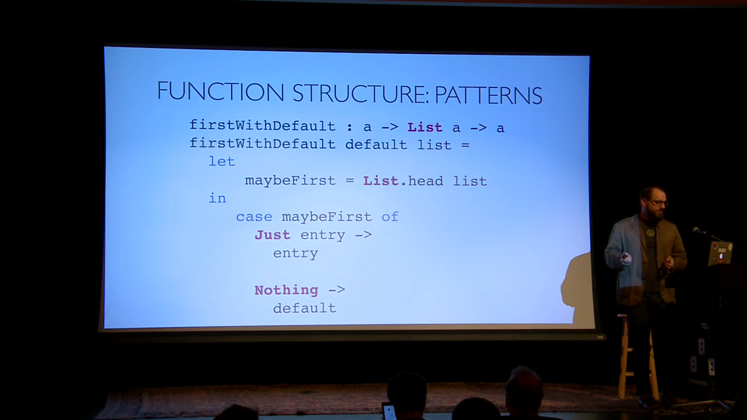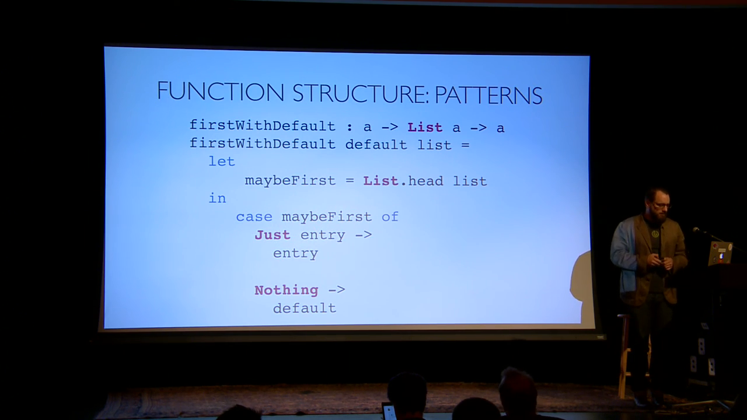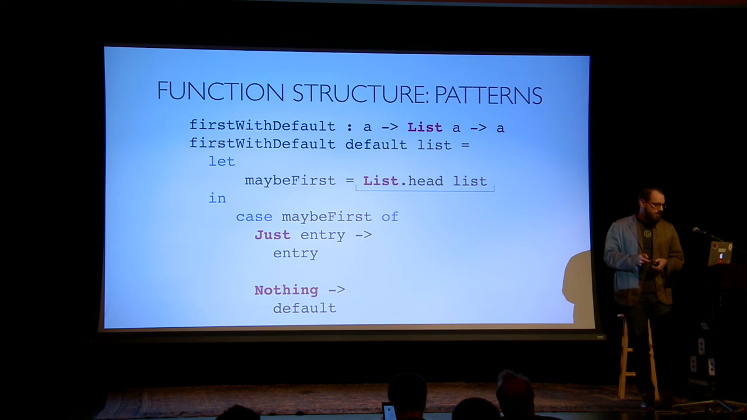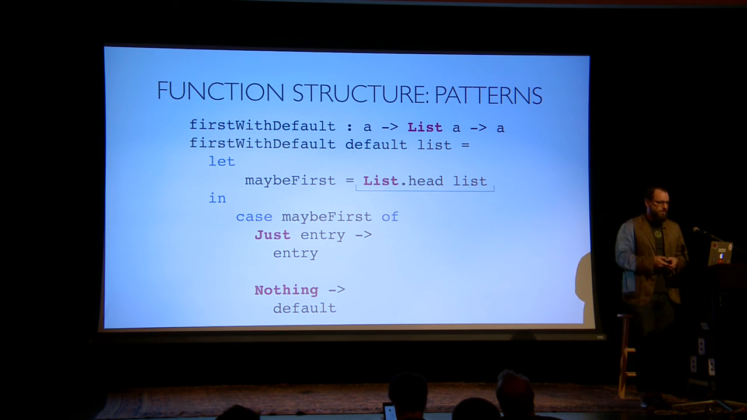And then it also has pattern matching. So here we're taking the head of a list. And if a list is empty, of course, that's going to be nothing. Or it might be something. And so, of course, Elm supports the maybe monad, which is happening here. So we have either just an entry or nothing. So this function just takes the head of a list or a default that you provide.